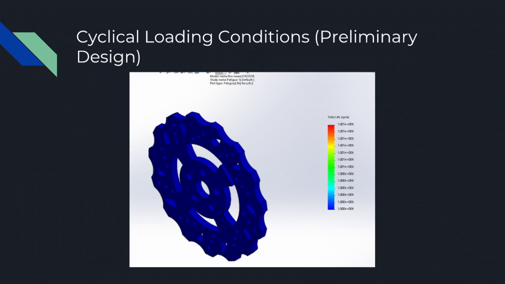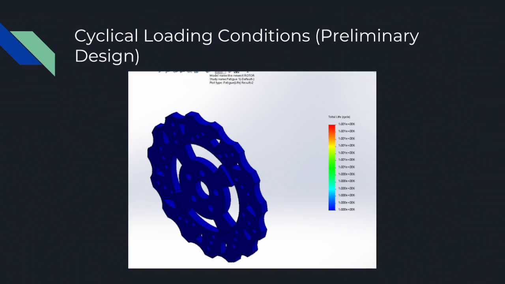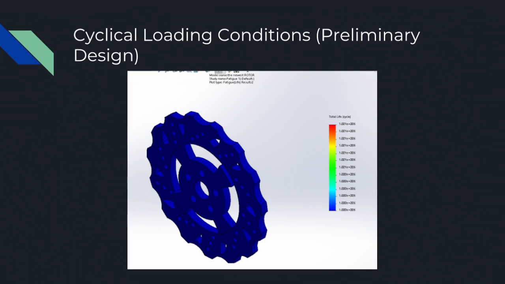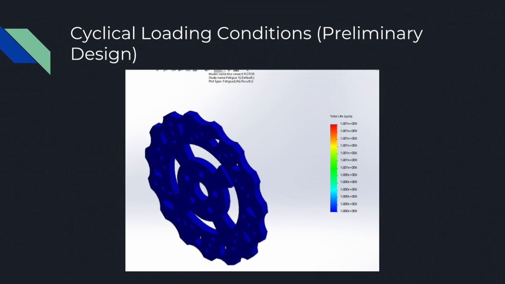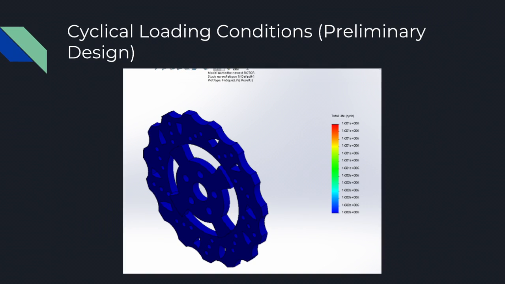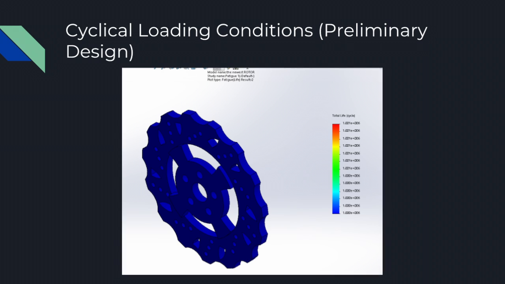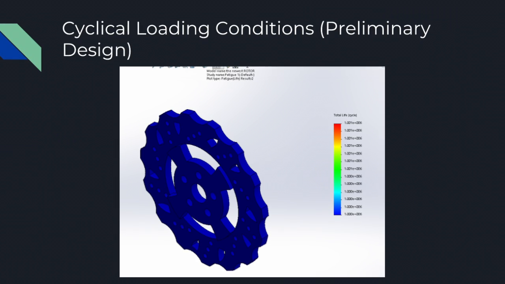Cyclical loading conditions, preliminary design. For our cyclical loading conditions, we applied a force of 6.25 kilonewtons, distributed on both sides of the rotor in compression, and we analyzed this force for 300 cycles. We obtained the force through research.